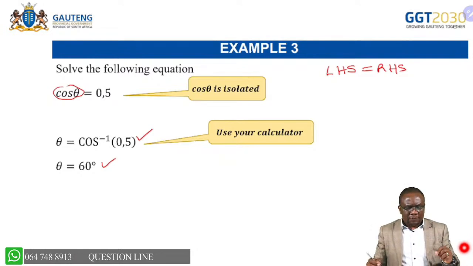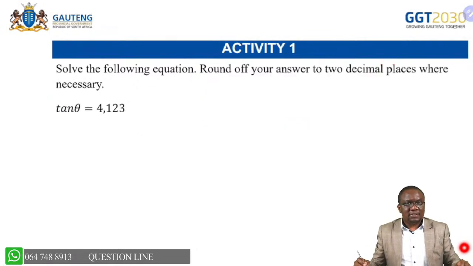Right. Now, let's go to the activity now, okay? It's similar to this. So we're going to be having different types of what? Trigonometric equations. This is the easiest one. Now, let's go to the next one. Try this one on your own. I'm going to give you 1 minute.